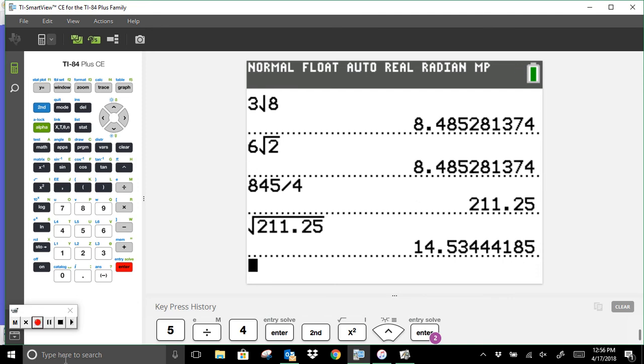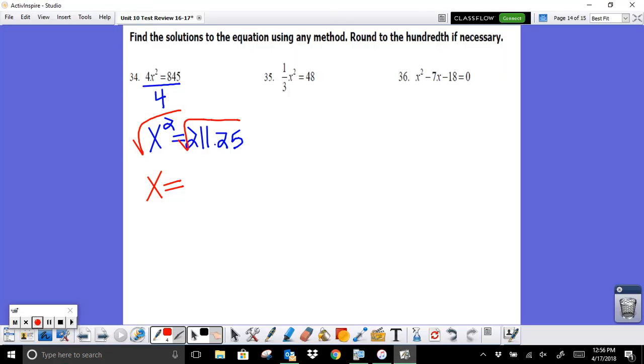Okay, so the only thing I wanted just to make sure you remembered here is that not only is it positive 14.5, but it's also negative 14.5. I kept reminding that to my classes today, and a lot of people were still missing both of those answers. If you want to do it in your calculator and graph it, you can, but you'd have to move the 845 over and get it equal to 0.